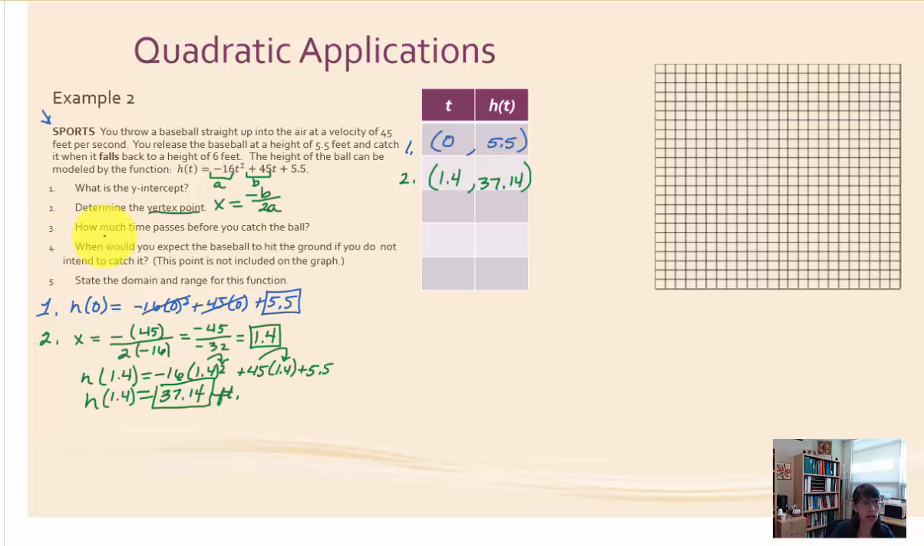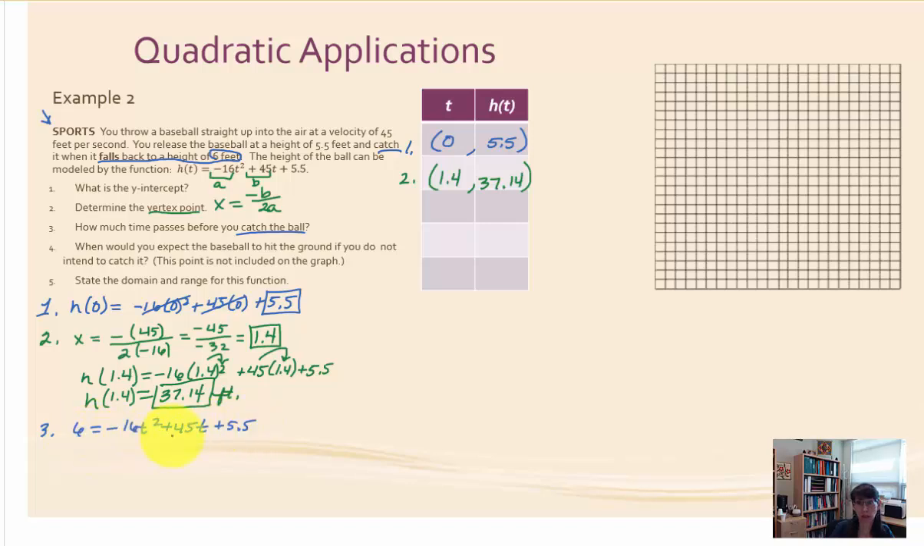For question 3, how much time passes before you catch the ball? So read this carefully. If we're looking for how much time passes when we catch the ball, at what height are we catching the ball? So this is where we have to go back to the scenario and notice where it says that it falls back to a height of 6 feet. That's when you're catching the ball. So we're using a height of 6. 6 would equal our quadratic function. So 6 equals negative 16t squared plus 45t plus 5.5.